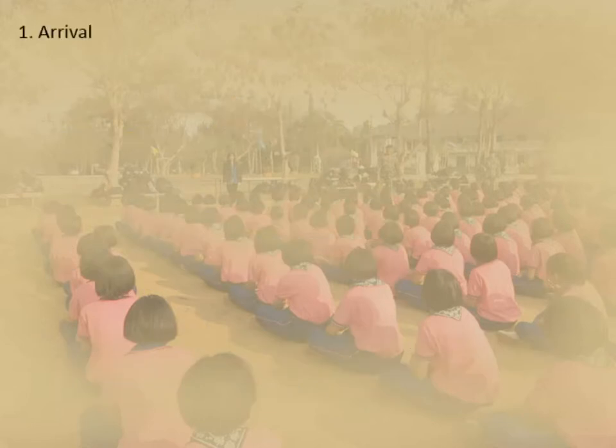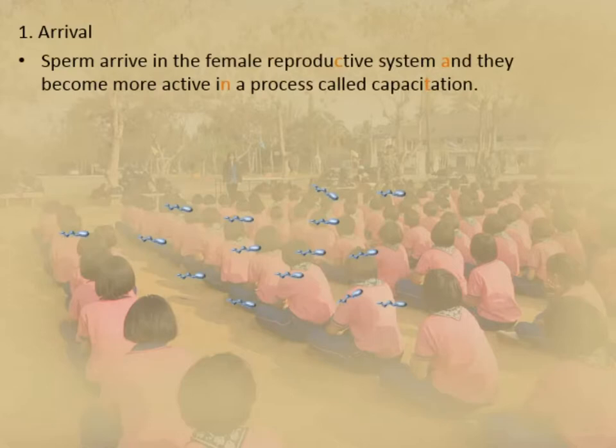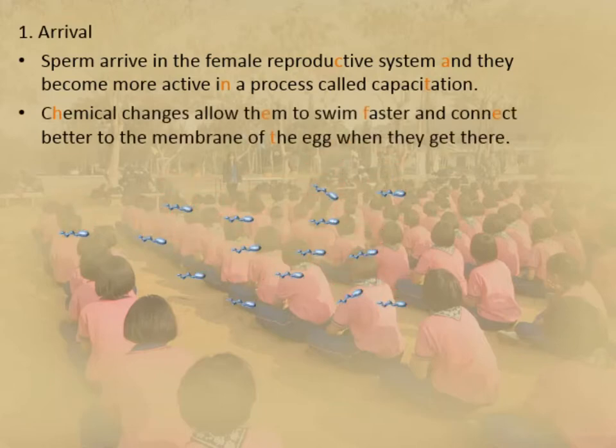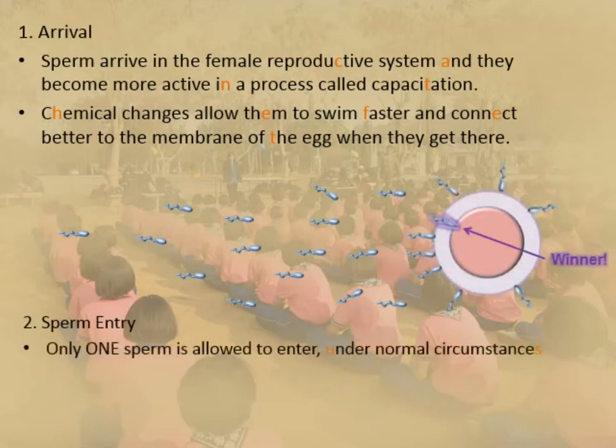So, number one, arrival. The sperm arrive in the female reproductive system, a part which is not under the remit of this course, and then they become more active, and they call this capacitation. And chemical changes in the sperm allow them to swim faster and connect better to the membrane of the egg when they get there. So, stage two is sperm entry, when they arrive at the egg.